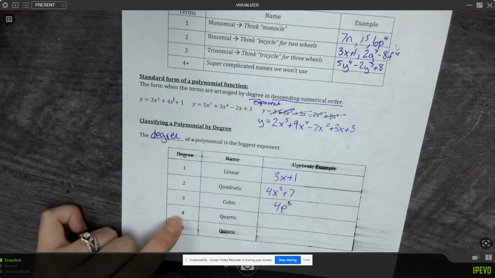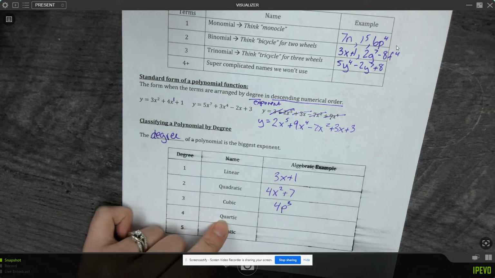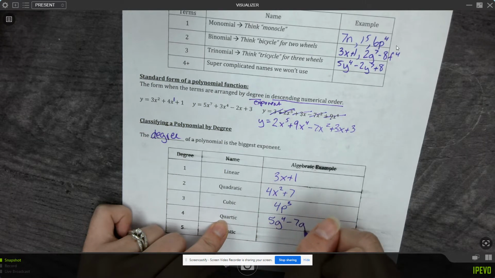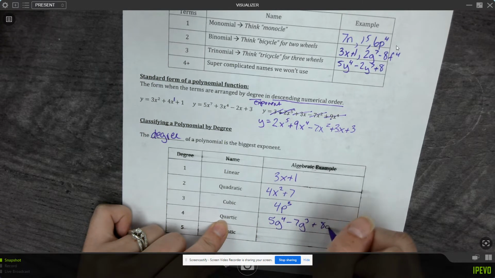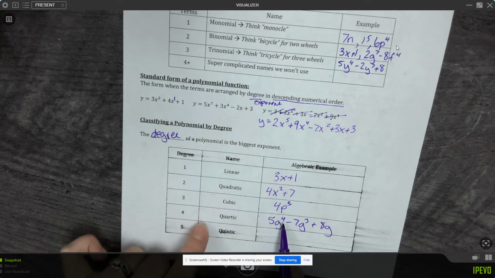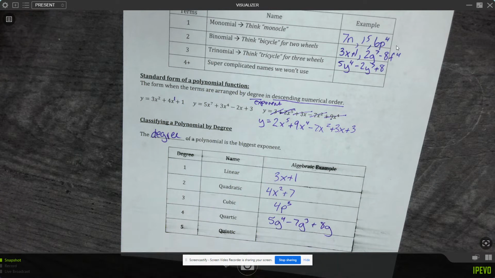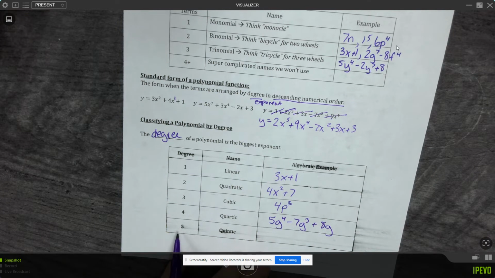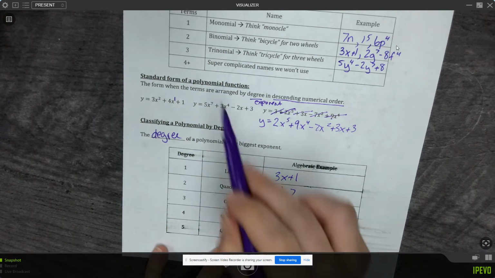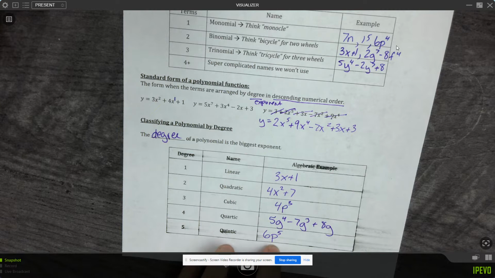If its largest exponent is 4, that makes it quartic. So like 5g to the 4th minus 7g to the 3rd plus 8g is quartic, because the largest exponent is 4. It's also a 1, 2, 3 trinomial. And quintic is if it has a largest degree of 5, like 6p to the 5th is now quintic. Also, this example is a monomial because it has 1 term.